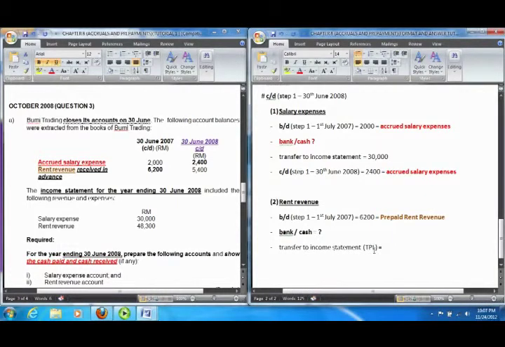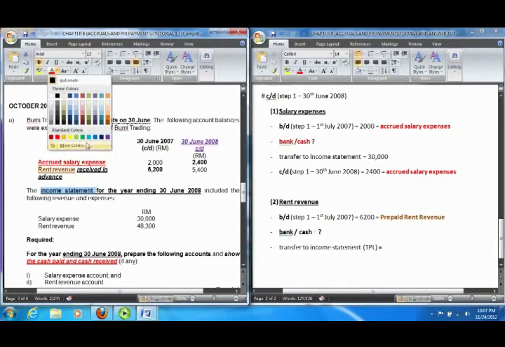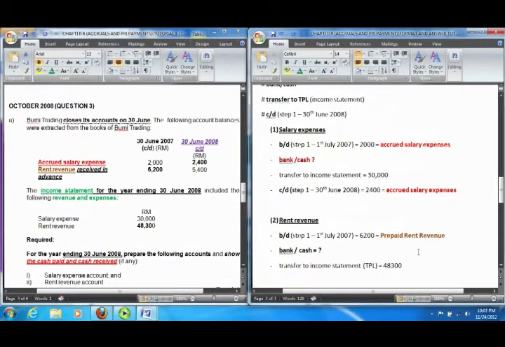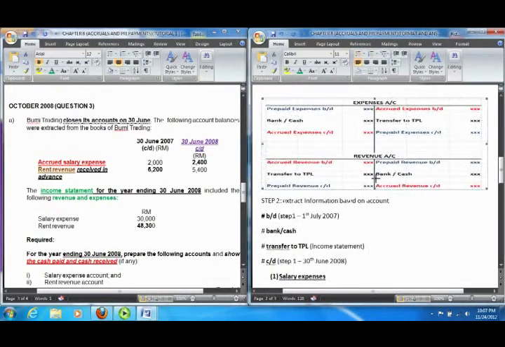The question has given you. When you want to see transfer to income statement, the question will give you the income statement for the year ended 30th June. You see, income statement, yes, it is income statement, revenue and expenses. So when the question gives you, you only substitute the information from step 2. So rent revenue is 48,300.